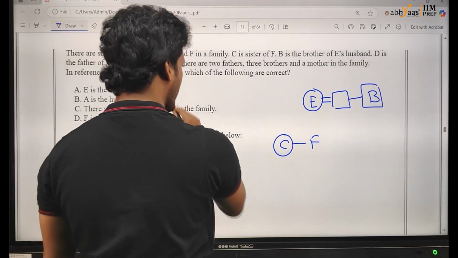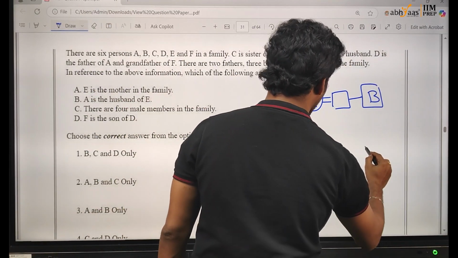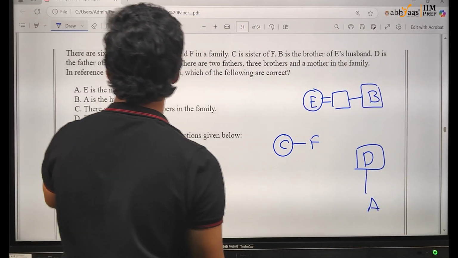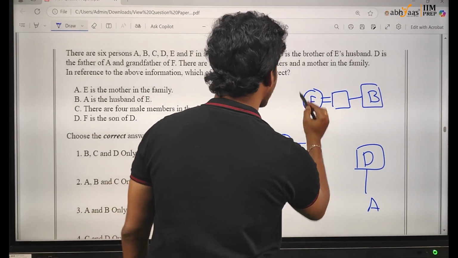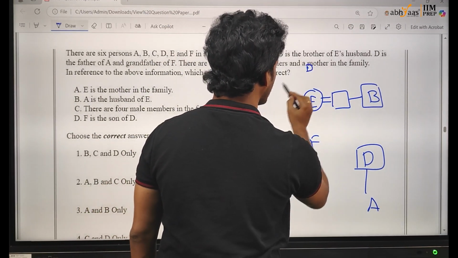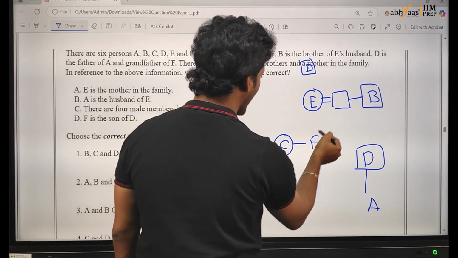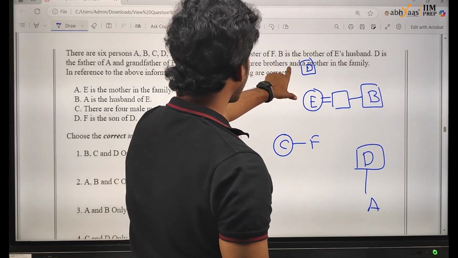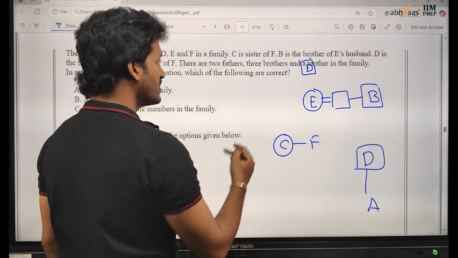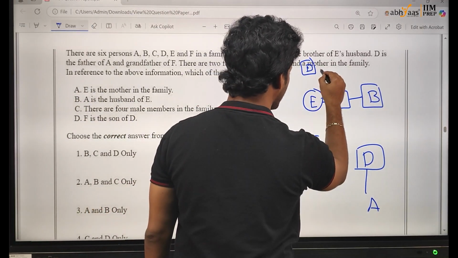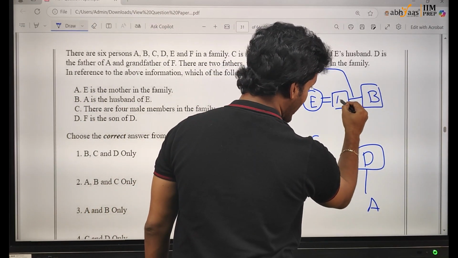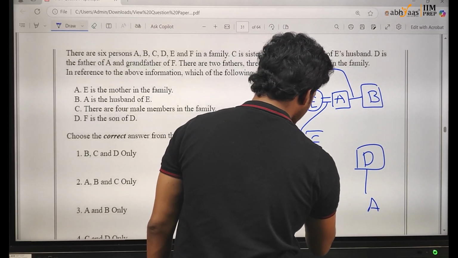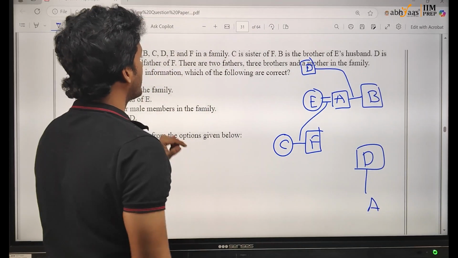D is the father of A, and grandfather of F. That means he is a third generation. I have to keep it here. So most probably this can be A and this can be male. There are two fathers, three brothers, and a mother in the family. With this I can conclude that D is father of B and A, and F is son of E and A. Then only these things can be possible.